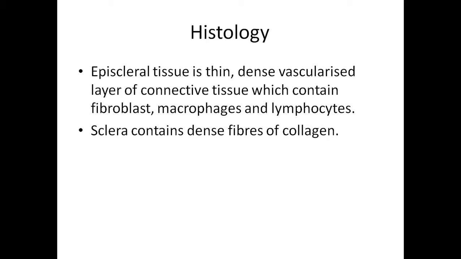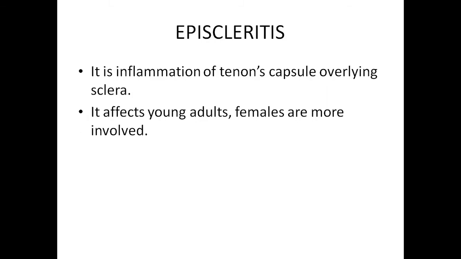Histologically, episcleral tissue is a thin, dense, vascularized layer of connective tissue which contains fibroblasts, macrophages, and lymphocytes. Sclera contains dense fibers of collagen. Now we'll see the first disease of the episclera, that is episcleritis. It is inflammation of the Tenon's capsule overlying the sclera.